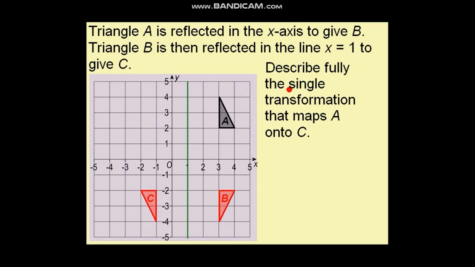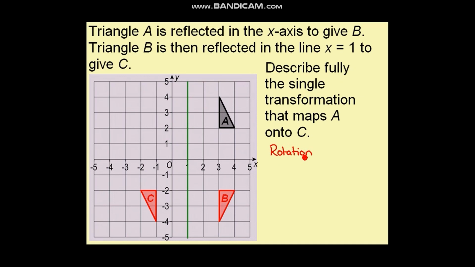Now I've got to find a single transformation that maps A onto C. So I need to look at A and C. I can see that triangle A has gone upside down to make triangle C. So that means that this must be a rotation.